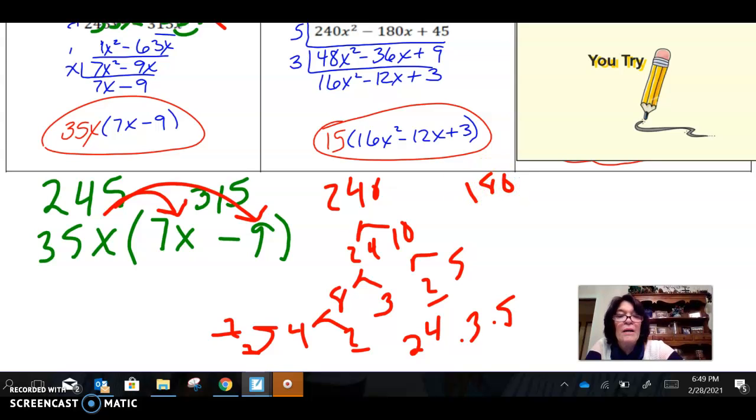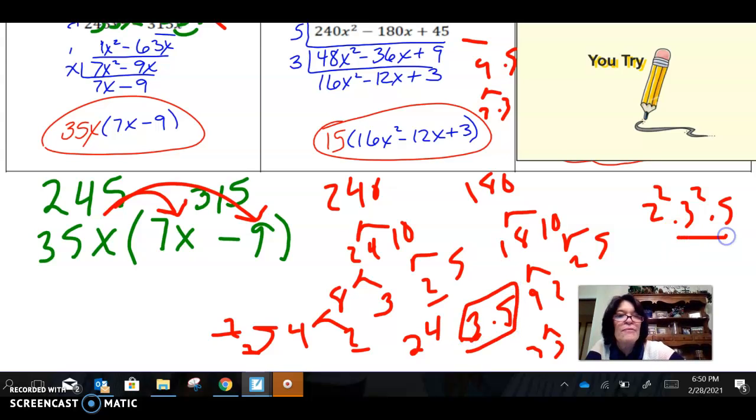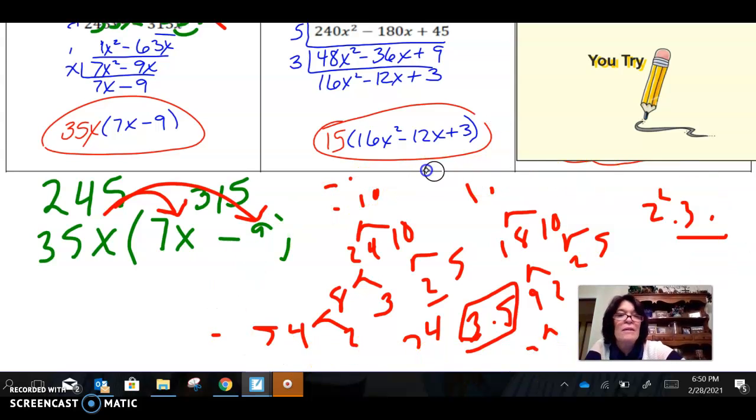And what was the other one? 180. 180 is 18 times 10. 10 again is 2 times 5. 18 is 9 times 2. 9 is 3 times 3. So we get 2 squared times 3 squared times 5. And then, of course, we have 45, which is 9 times 5, and 9 is 3 times 3. So anyway, that's all quite a mess, isn't it? But you would notice that there's a 3 times 5 in every single one of these. So 15 is the greatest common factor between those.